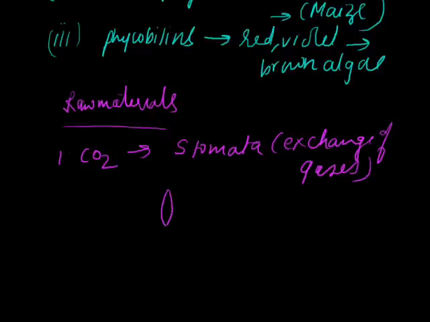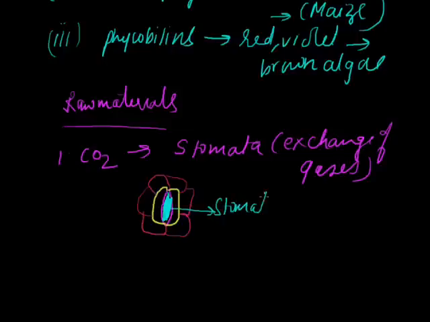So this is like stomata. I'll show you this by diagram. Stomata is guarded by guard cells. These are kidney shaped. These guard cells are surrounded by subsidiary cells like this. These are the subsidiary cells, and this is the stomata part. This is a minor pore which is called as stomata, and this is the guard cell.